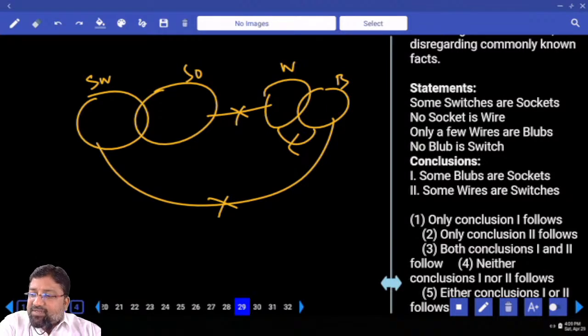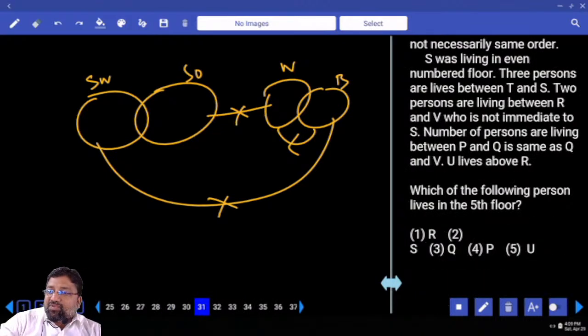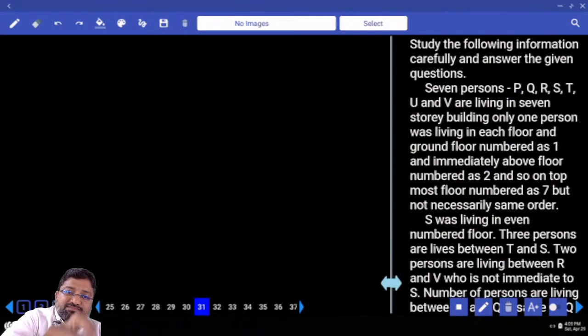What is the first one? Some bulbs are sockets. Is there any relation? No. Some wires are switches. Is there any relation? What's the answer? Neither 1 nor 2. Clear? Last puzzle in this paper.